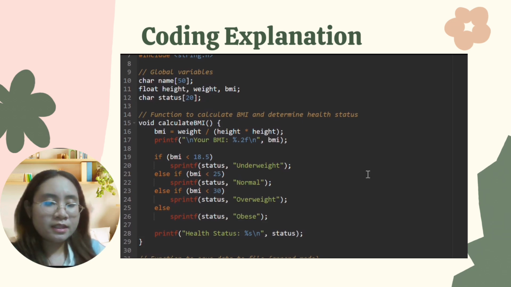Another thing that we use is arithmetic operation, which is BMI equals weight over height times height. It makes the BMI calculation faster and more accurate. This saves time and avoids mistakes compared to manual math.